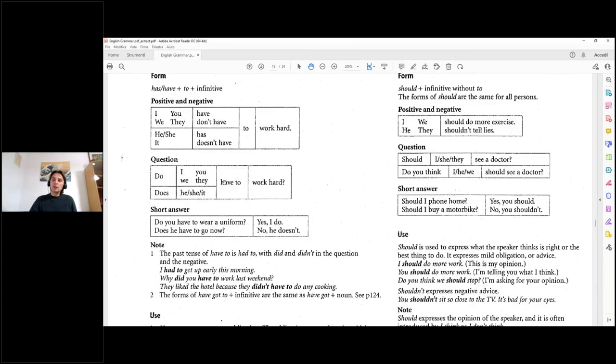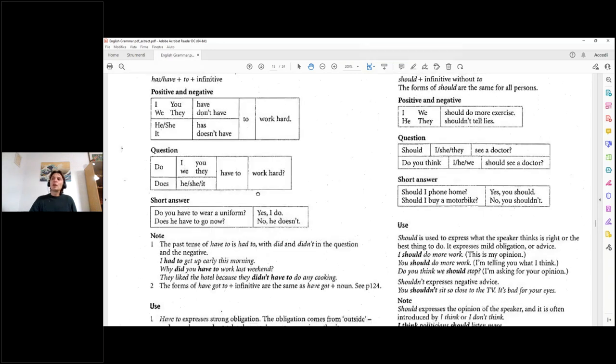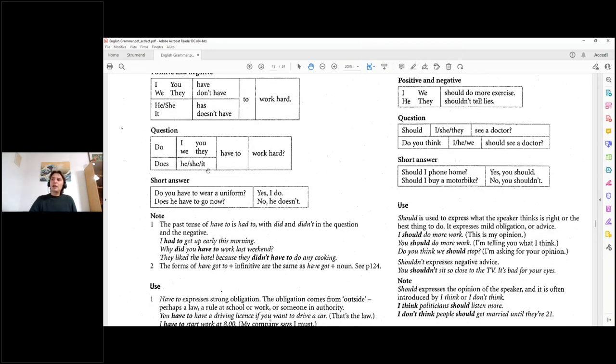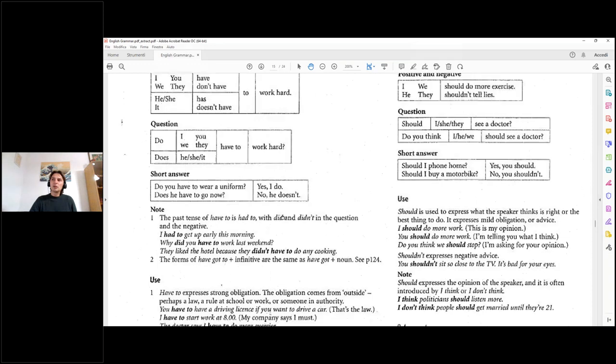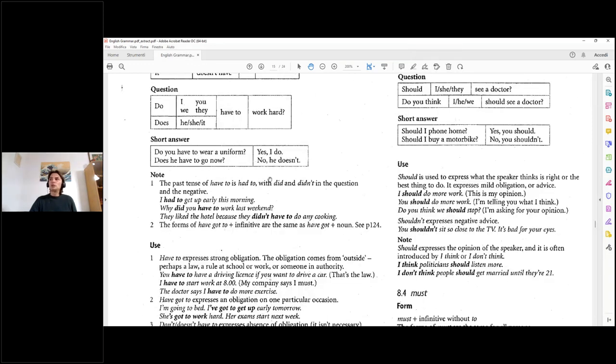For the questions, vi ricordate, per le domande, il verbo avere richiede comunque l'ausiliare per fare le domande, a differenza del verbo essere o dei verbi modali can, must. Do I have to work hard? Devo davvero lavorare duramente? Do you have to work hard? Do they have to work hard? For the third singular person, does he, she, it have to work hard? Does he have to work hard? Short answers, yes I do, no he doesn't.